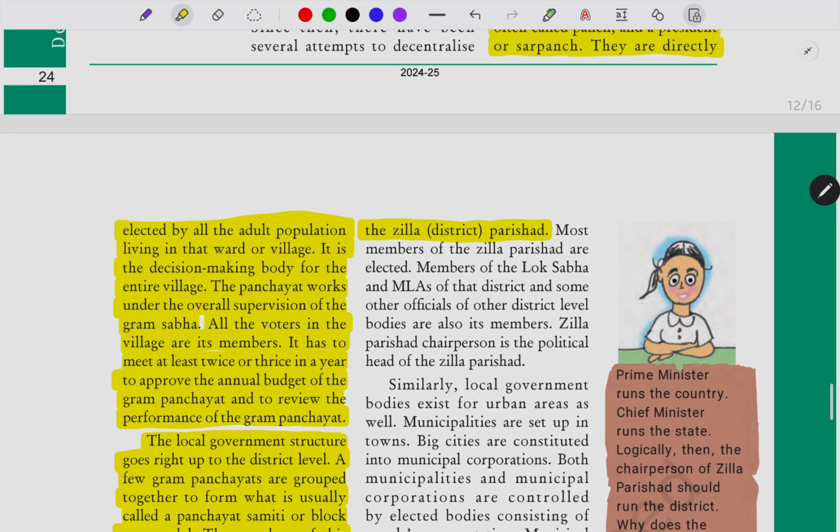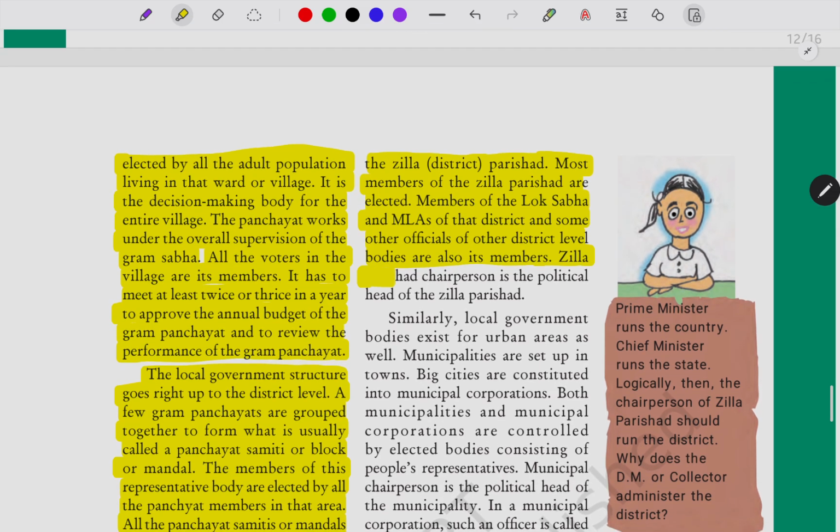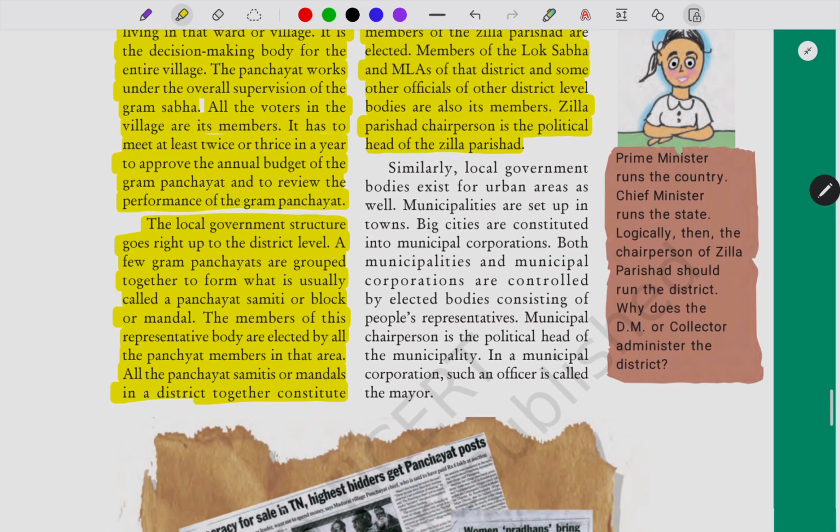Most members of the Zilla Parishad are elected. Okay. So, most members of the Zilla Parishad are elected. Members of the Lok Sabha and MLAs of that district and some other officials of the district level bodies are also its members. Zilla Parishad chairperson is the political head of the Zilla Parishad. Okay.